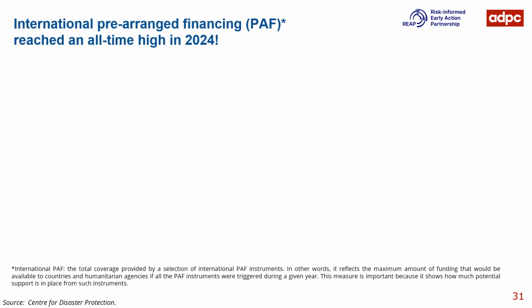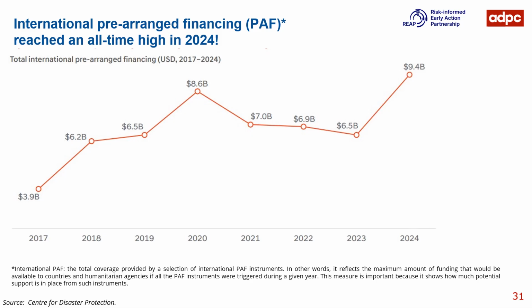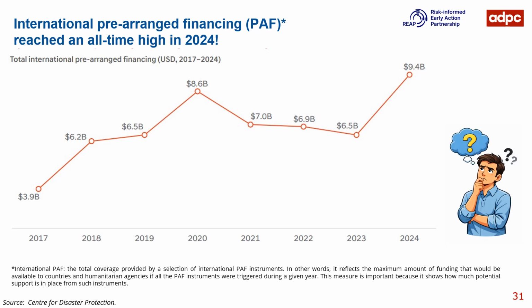This slide brings the equity discussion into the early action finance space. International prearranged financing reached an all-time high in 2024. This is encouraging because it shows that more financial coverage is being arranged in advance for countries and humanitarian agencies. However, we invite you to look carefully at what is being measured. International prearranged financing reflects the maximum funding that could be available if instruments are triggered. It is a measure of potential coverage, not always actual payouts. This distinction matters. Coverage is important, but vulnerable countries and communities ultimately need timely, usable resources when risk thresholds are reached.